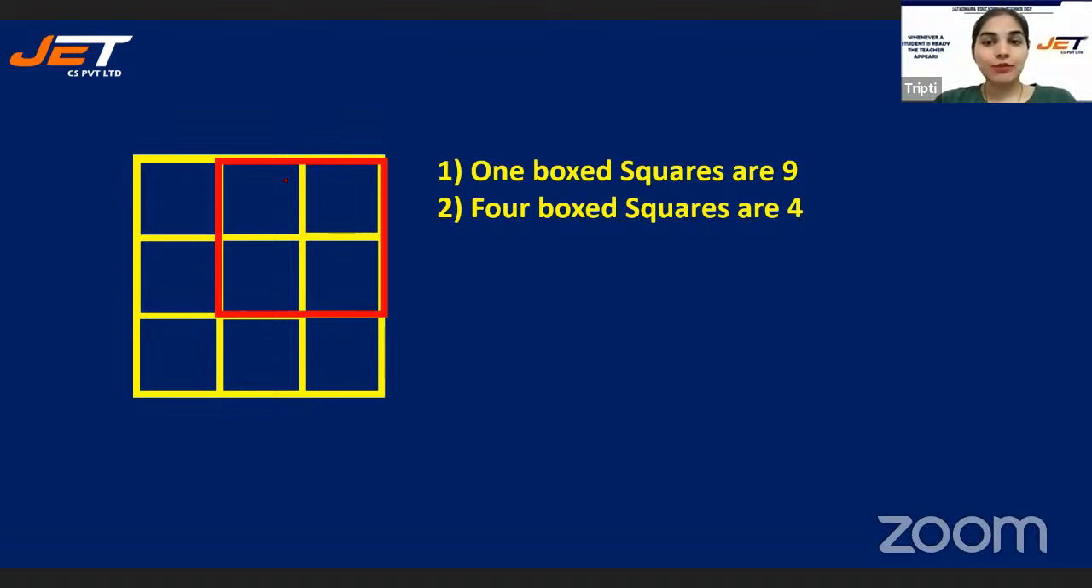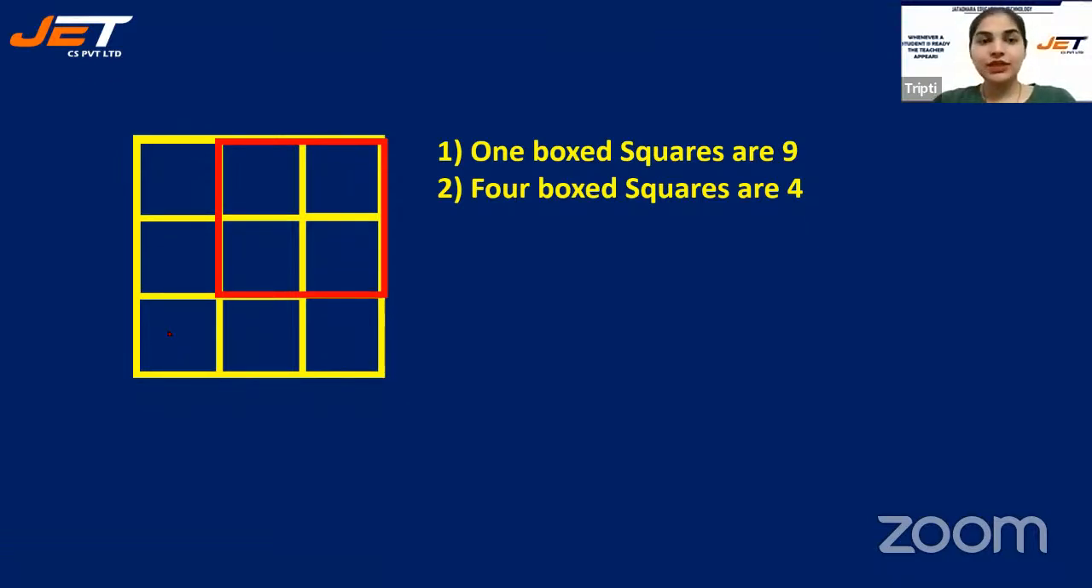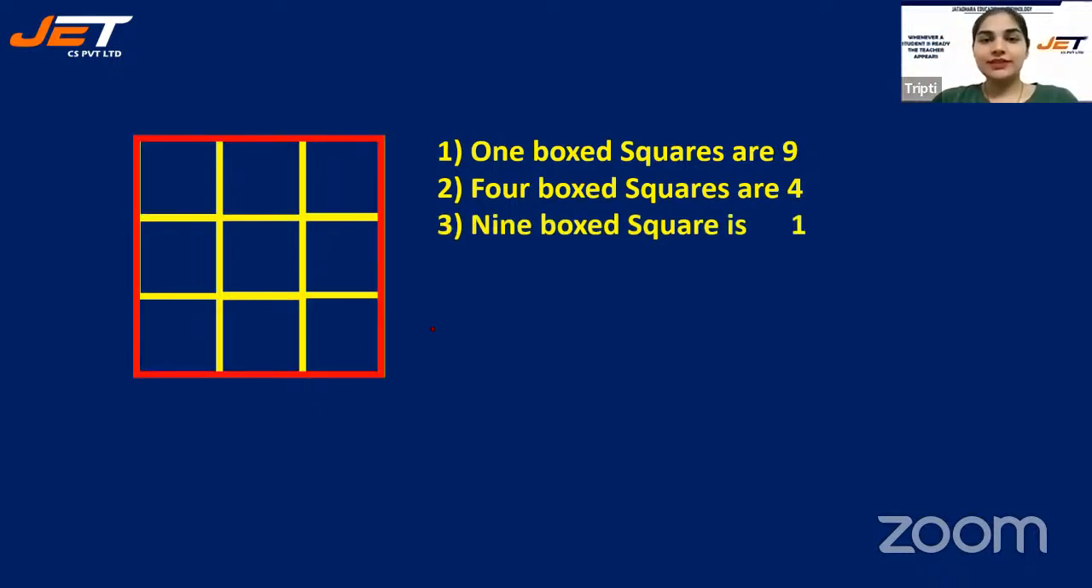So let's see how many are there. So 9 were clearly visible. So 10, 11, 12, 13. And we are missing one, which is the bigger one, in which all these small squares are fitted. So this is 1. That means 9 plus 4. 9 small, 4 big, and then 1 is the biggest one. 14 squares.